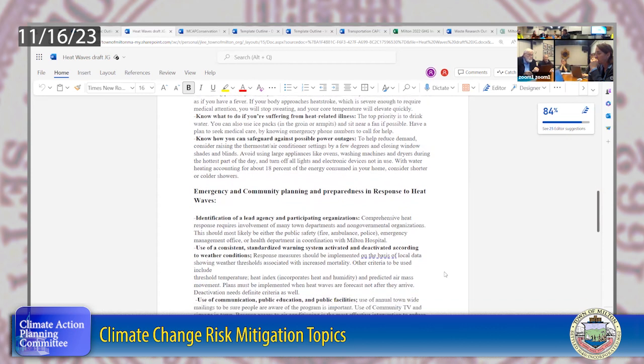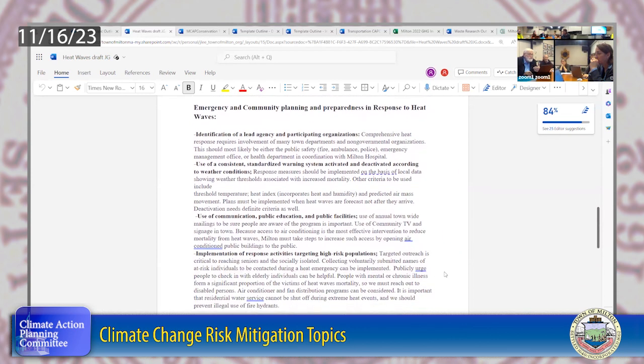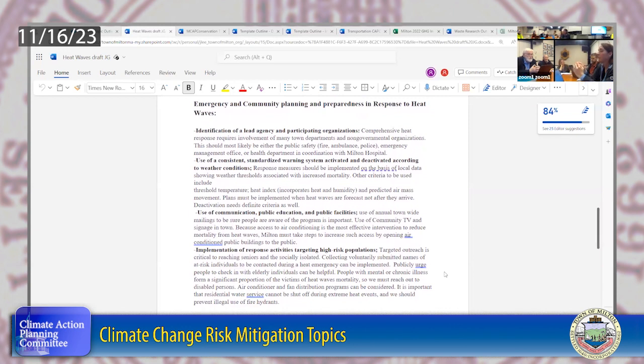And then the emergency and community planning and preparedness in response to heat waves. The most important thing is there really needs to be an identified lead agency as well as participating organizations. Somebody needs to have primary responsibility for a response to a heat wave, and that doesn't always happen. So as part of our plan, I think getting that designation will be important.